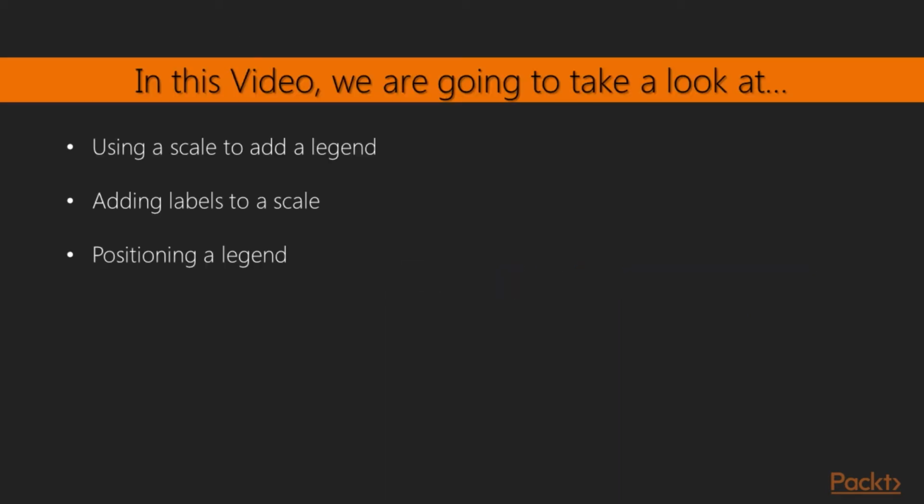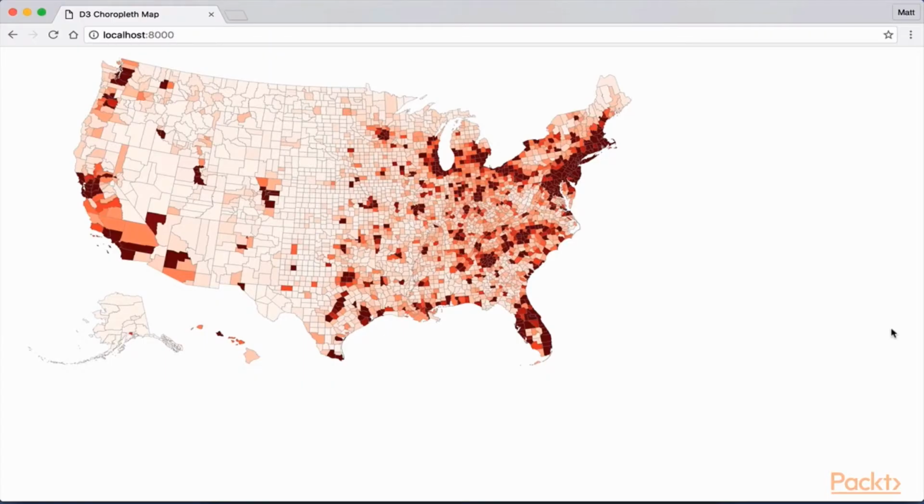We will begin by using a D3 scale to map our map colors to population density values. We will then add labels as well as a title to our legend. Finally, we will learn how to use flexible settings to size and position our legend. Let's first revisit the product of last section's work. We have a nice choropleth map of population density by county. We can clearly see urban areas with high densities and the plain states with much lower densities. However, we currently have no idea what range of values these colors actually equate to. By the end of this video, we will.